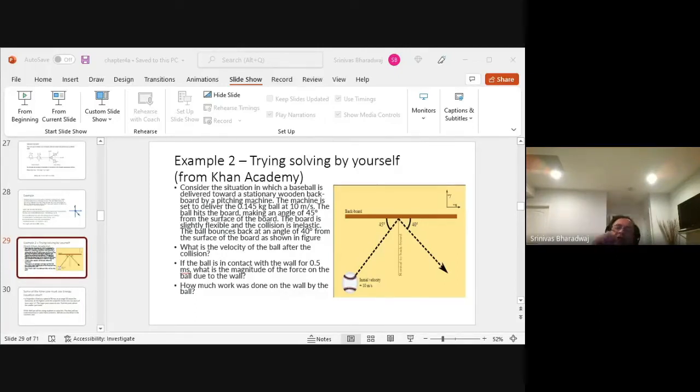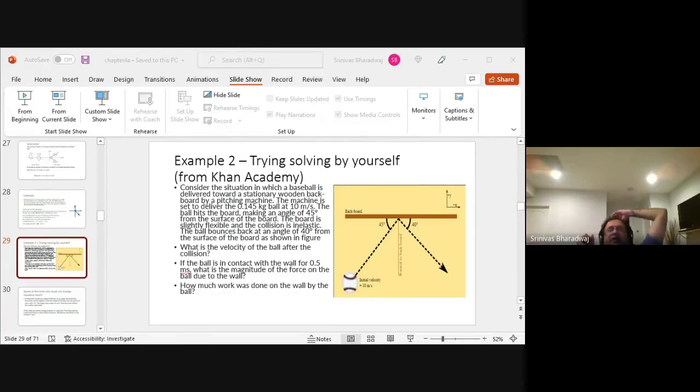Okay, so it breaks into two pieces, ratio 1 is to 2. Now the larger part comes to rest. The smaller part is 1/3 of the mass. So initial momentum is what? 50 cos 30. Final momentum is what?